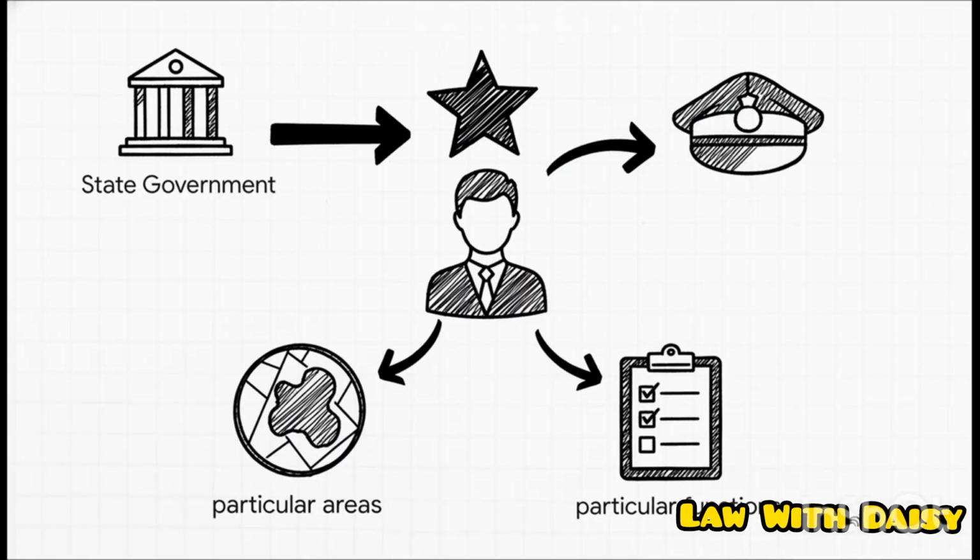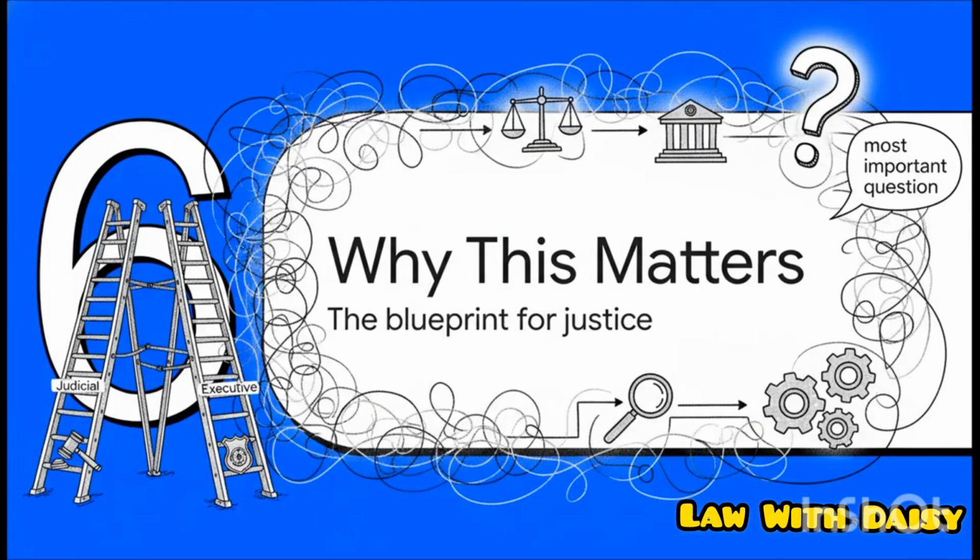And wouldn't you know it, the executive side has a very similar tool in its toolbox. The state government can appoint special executive magistrates for specific functions, and once again, this role can be given to a senior police officer, linking administration and law enforcement for a particular task. So we've seen the two ladders, the judicial one and the executive one, standing side by side. Let's pull all these threads together now and ask the single most important question. Why? What's the point of this whole, seemingly complex design?